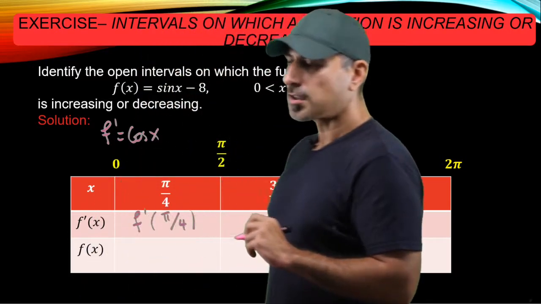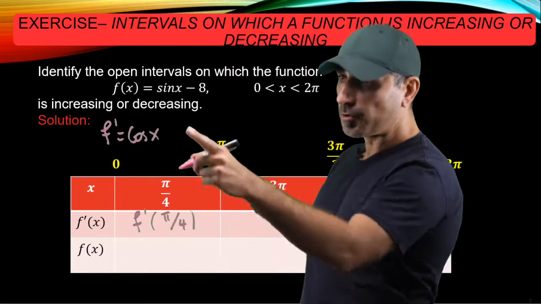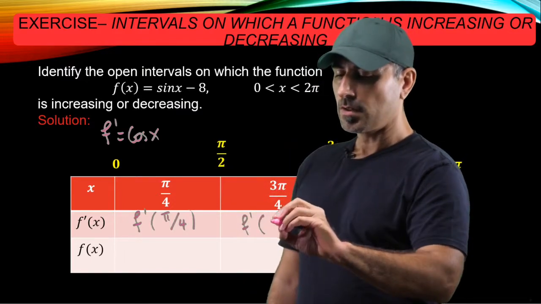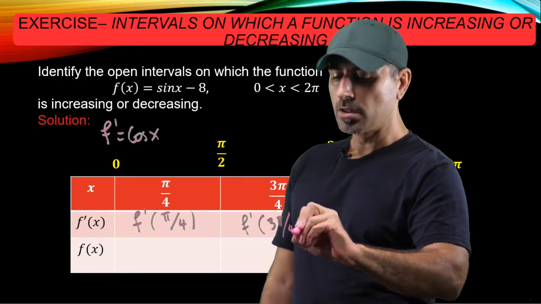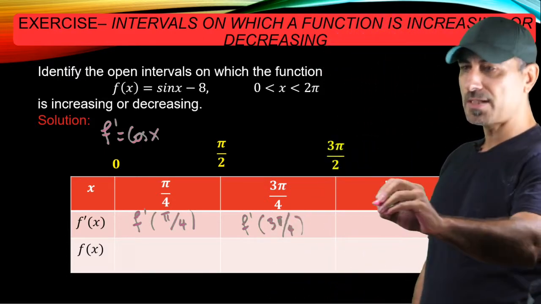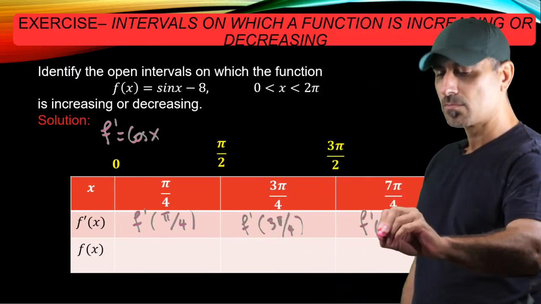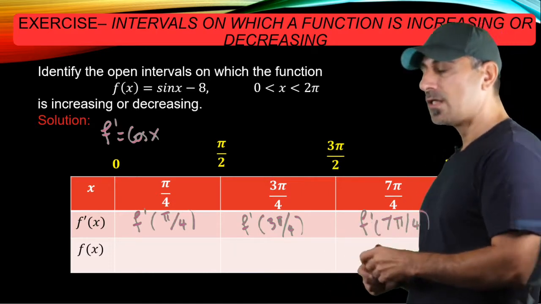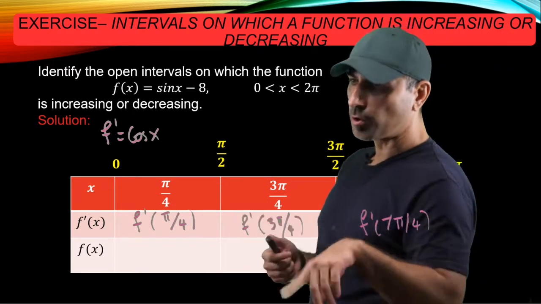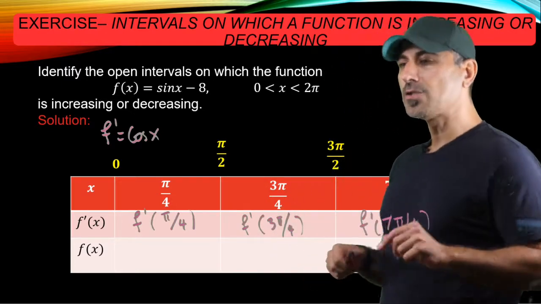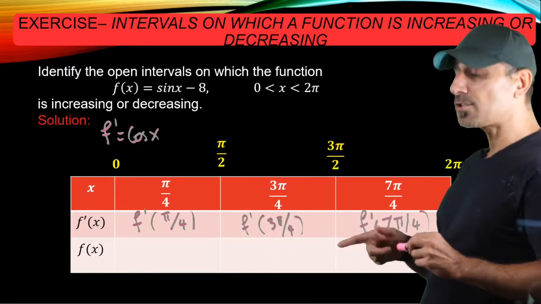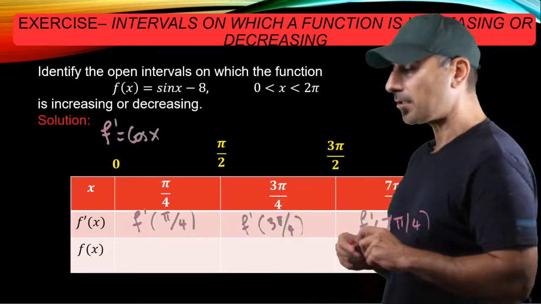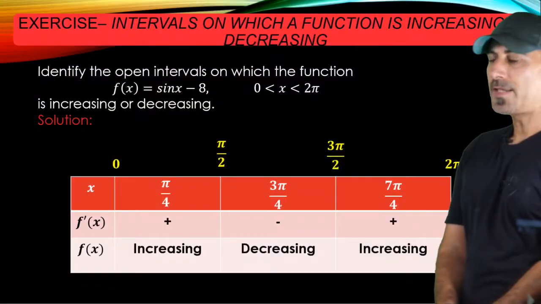Right? So f prime of pi over 4 is cosine pi over 4, and this is f prime of 3 pi over 4, and finally this one is going to be f prime of 7 pi over 4. In other words, you're punching in cosine pi over 4, cosine 3 pi over 4, and cosine 7 pi over 4, and don't forget to set your TI-84 to the radian mode before you calculate those values. And here is the result.